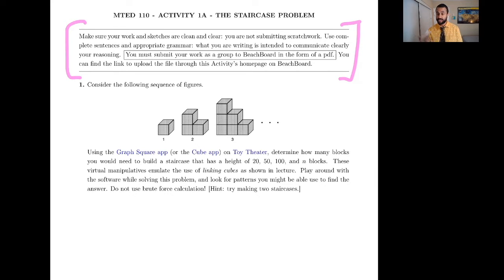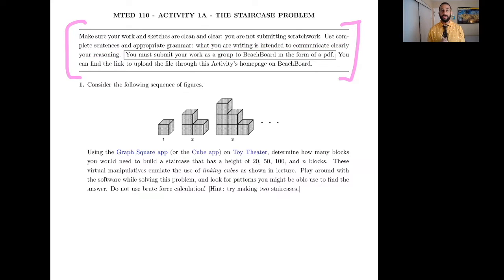This is just reminding you, make sure that your sketches are clean and clear. You are not submitting scratch work. You're turning in the final completed solutions that are written cleanly. Your pictures need to look nice. Your models need to be drawn neatly. Use complete sentences and appropriate grammar. What you are writing is intended to communicate clearly your reasoning. That's what you're writing down, explaining your reasoning.